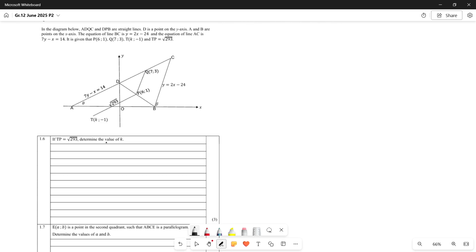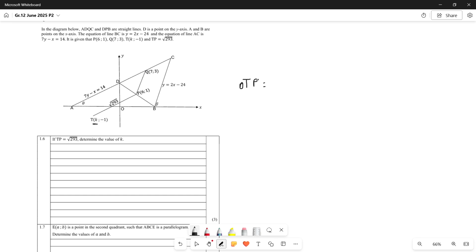Cool. So now we're on question 1.6. It says if TP equals the square root of 293 in terms of length, determine the value of K, the value of K over here. So this is only 3 marks, which means it's plugging into one formula. So we have the distance of TP. A reminder that all of these are on the formula sheet. We have our distance, our gradient, our midpoint, and the equation of a straight line.